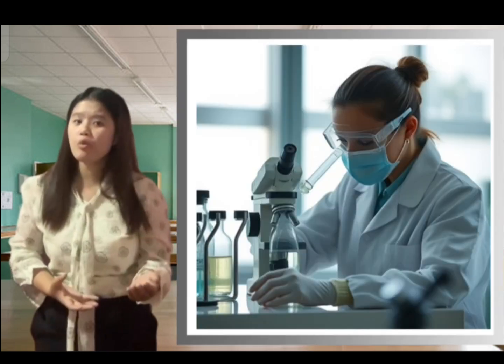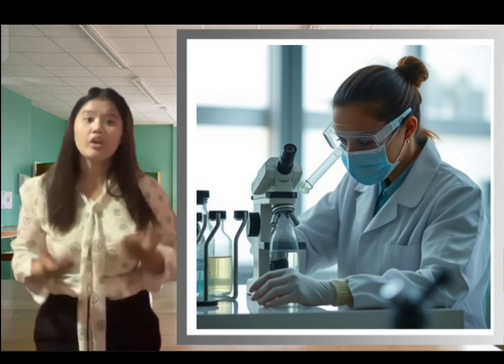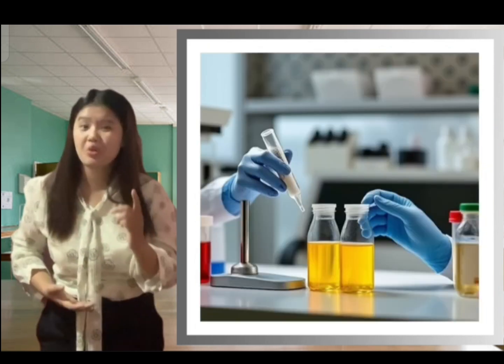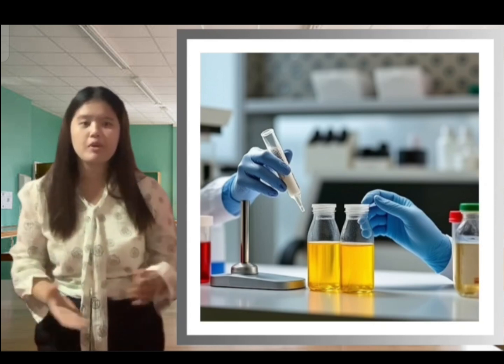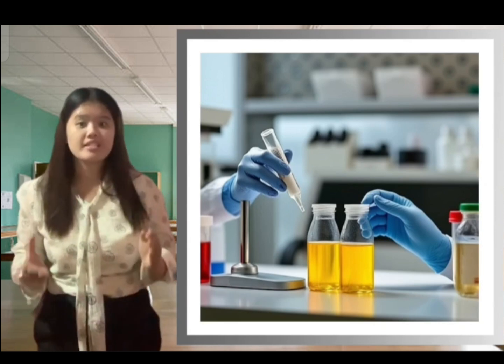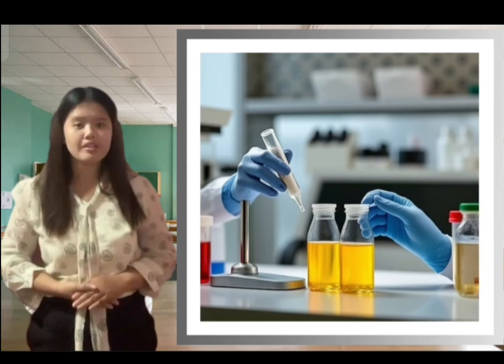Next up is blind analysis. In this step, you test samples whose results you already know, but you don't know which sample is which. This ensures you're not influenced by your prior knowledge and tests the objectivity of your method. Blind analysis is a great way to check if the method is giving you accurate results free from bias.